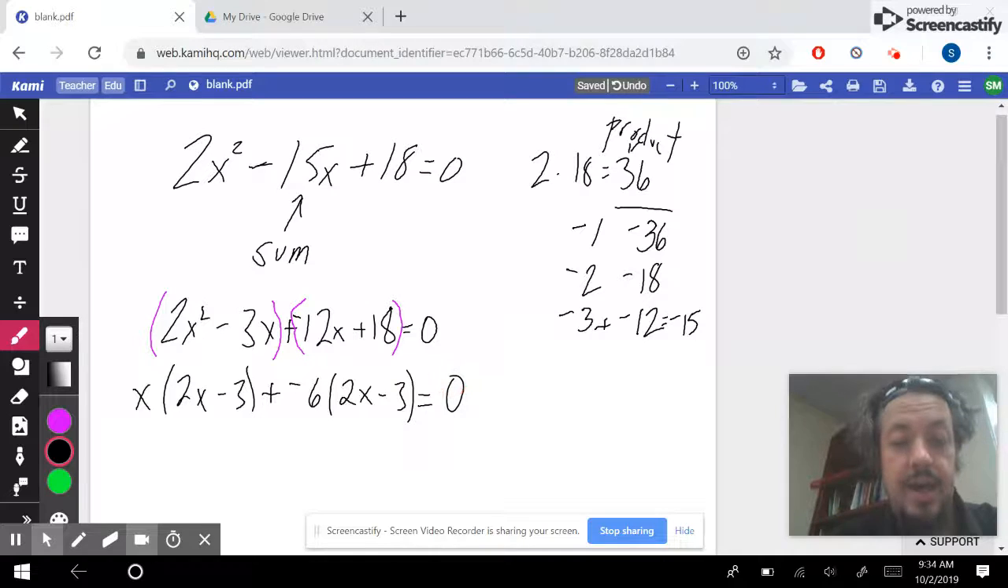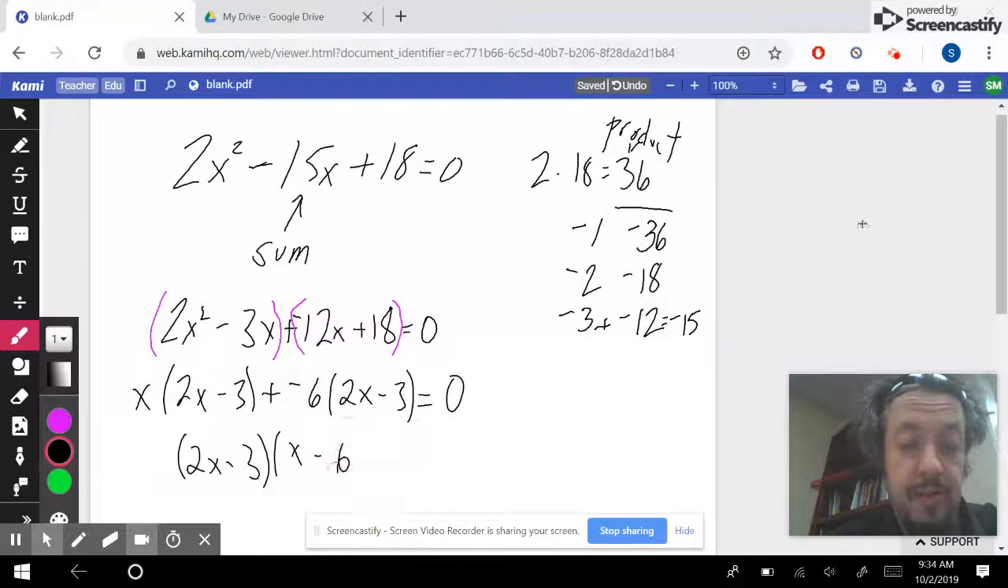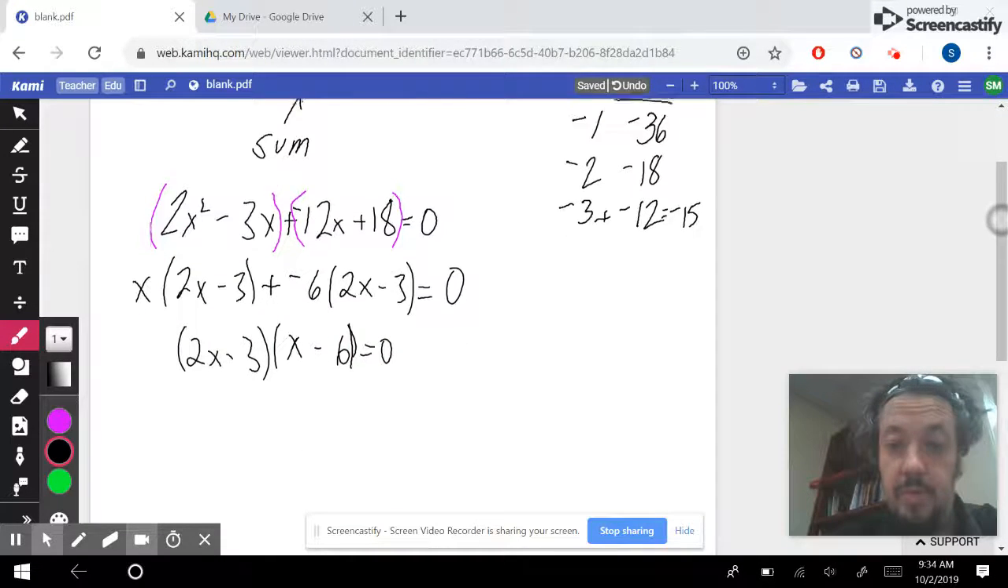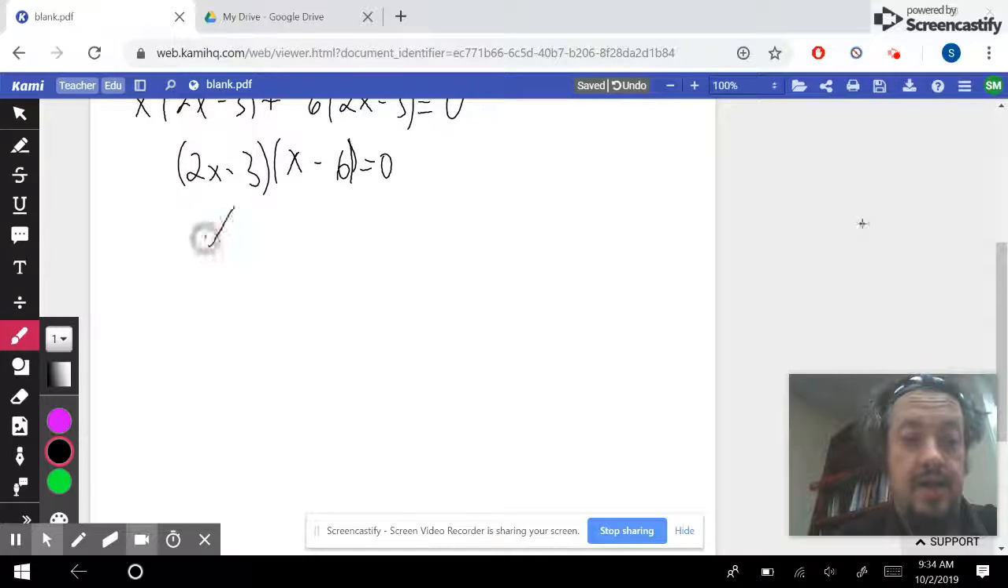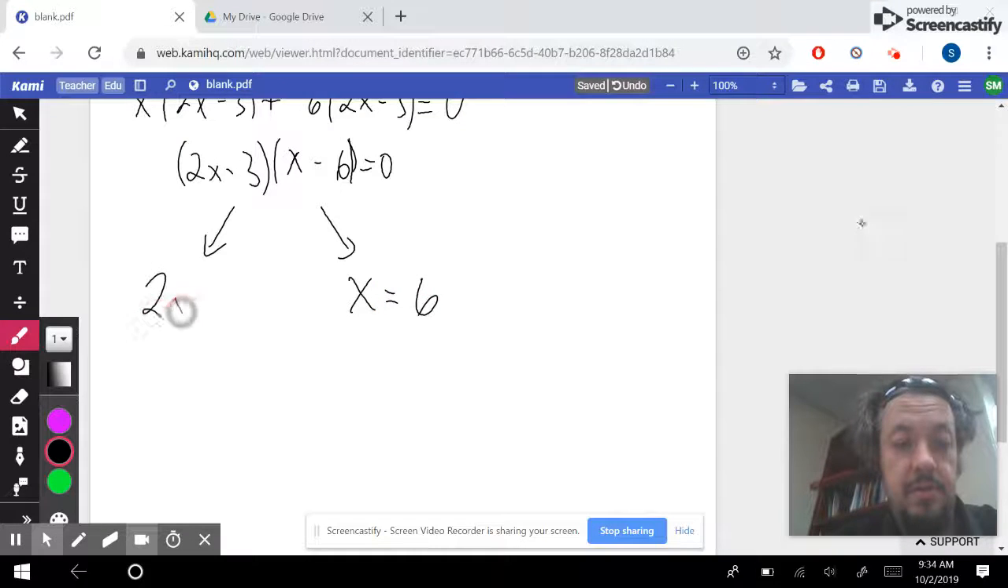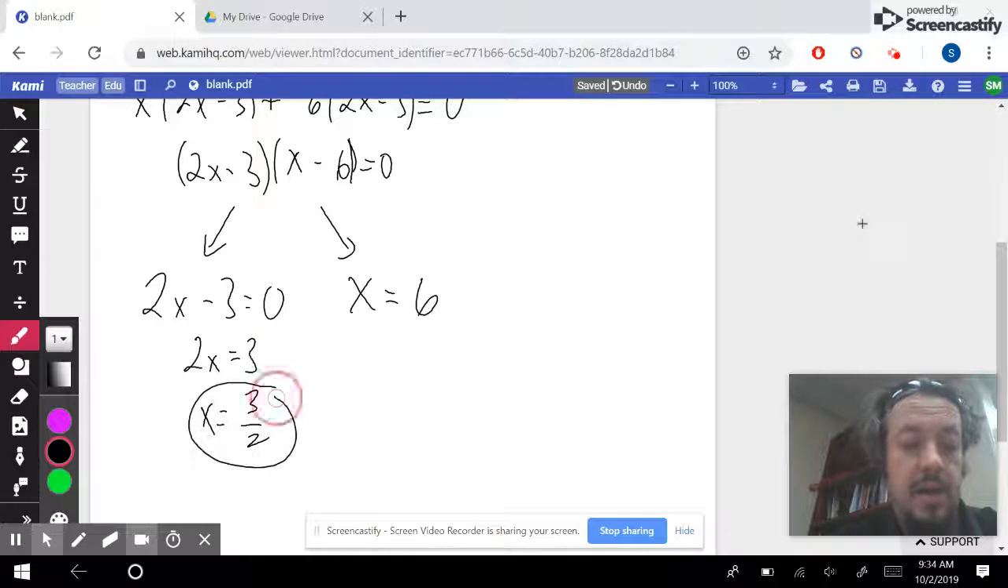There we are. Now that 2x minus 3 is a part of both of these larger terms, I can factor that out, giving me 2x minus 3 times x minus 6, or x plus negative 6, equals 0. From here, we can just solve normally. By the zero product rule, x is going to equal 6. And over here, 2x minus 3 equals 0, so 2x equals 3, and x equals 3 over 2. And that is the end of the story.